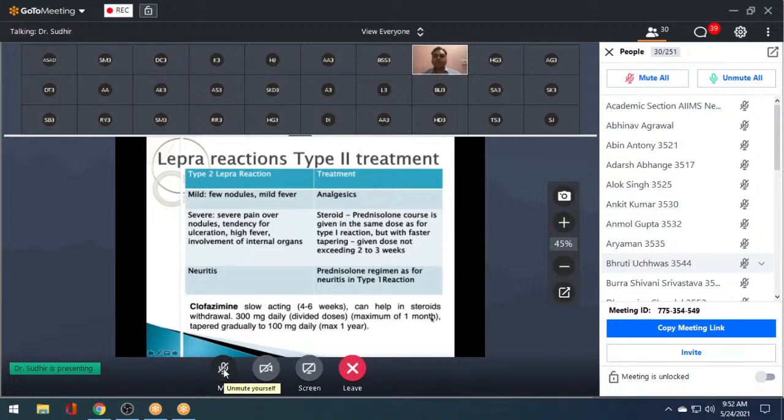Maximum it can be given for 1 month, this high dose. Okay. This high dose can be given for a maximum of 1 month, followed by tapering, that is 100 milligram daily. This can be continued for a maximum of 1 year. Okay. If before that the patient is relieved, then you can stop this.